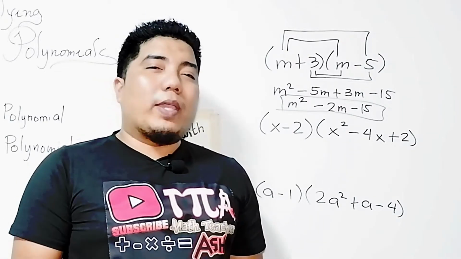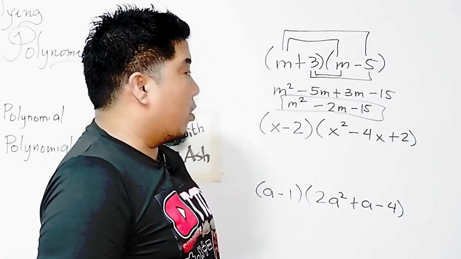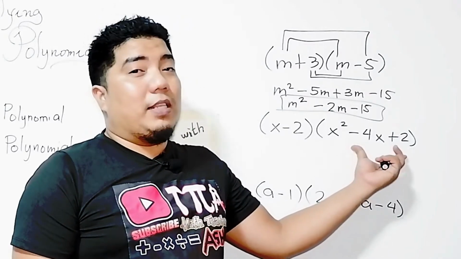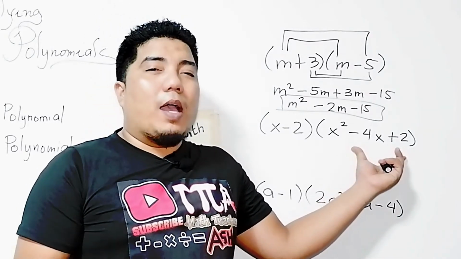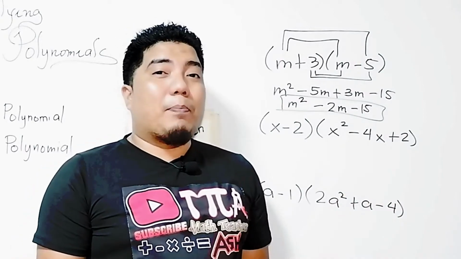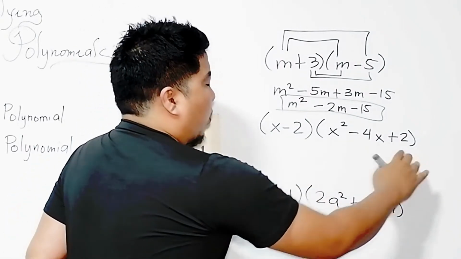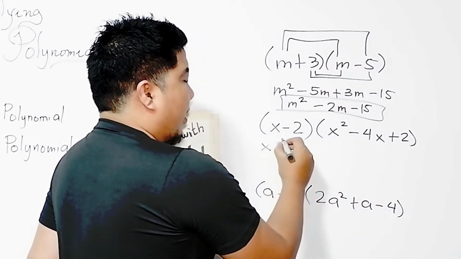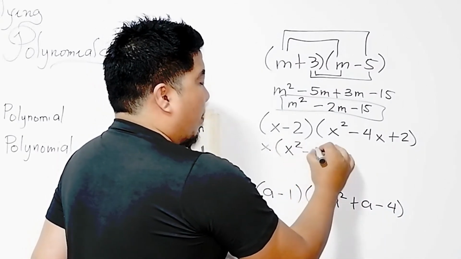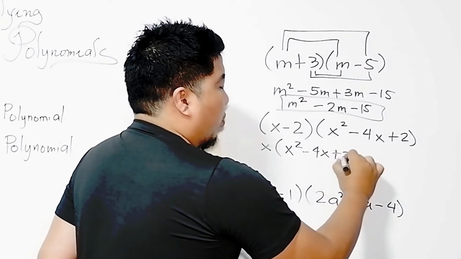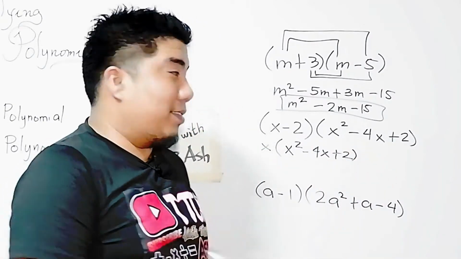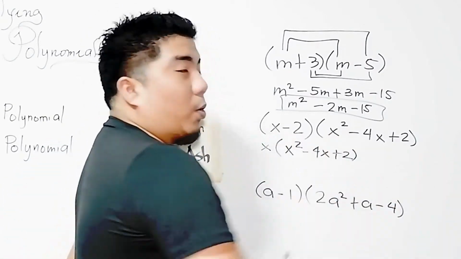But in this case, we cannot apply the FOIL method because there is a middle term in this given example. Now, how do we do this one? You can apply the distributive property. This x here will be multiplied to this one, giving you x times x squared minus 4x plus 2. You got that? This x is multiplied to this whole.